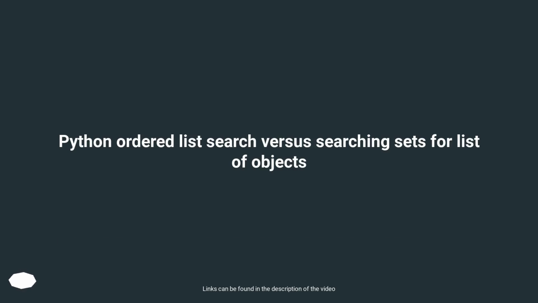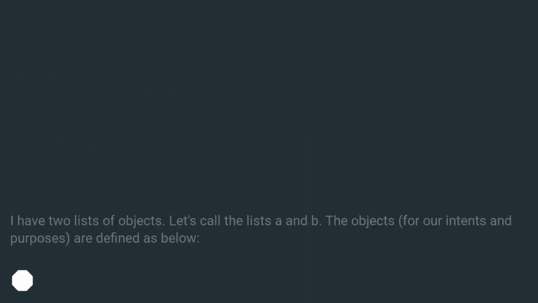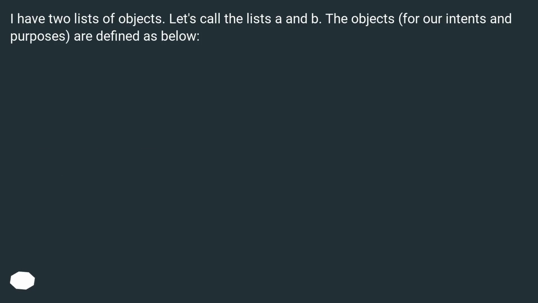Python ordered list search versus searching sets for list of objects. I have two lists of objects. Let's call the lists A and B. The objects, for our intents and purposes, are defined as below.